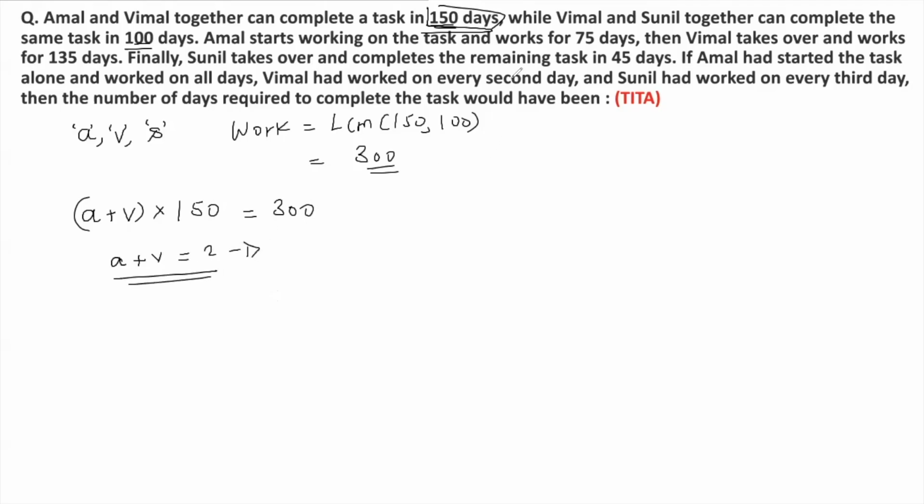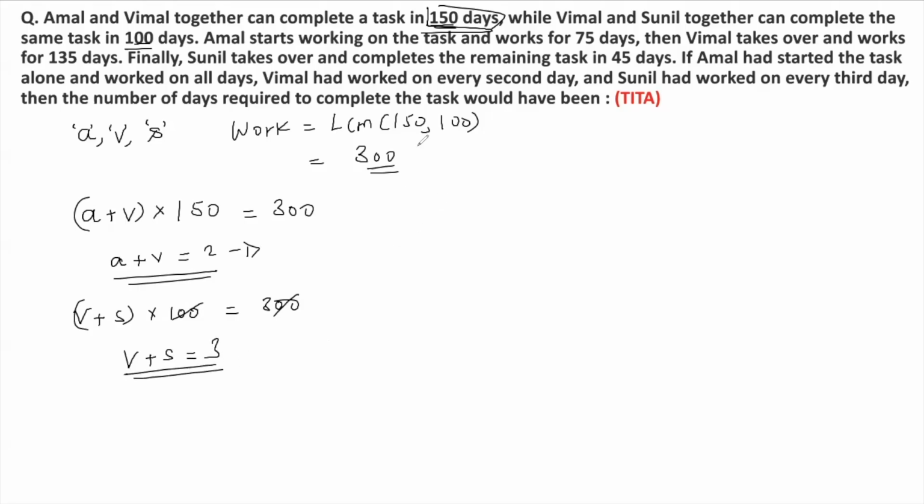Okay. Similarly, Vimal and Sunil together can complete the same task in 100 days. So Vimal plus Sunil multiplied by 100 is also 300 units of work done. Vimal and Sunil together complete V plus S units of work daily. Like this, they work for 100 days. The total work they complete is V plus S into 100, which is 300 units. Cancel out the two zeros on both sides. I will get V plus S is nothing but 3.